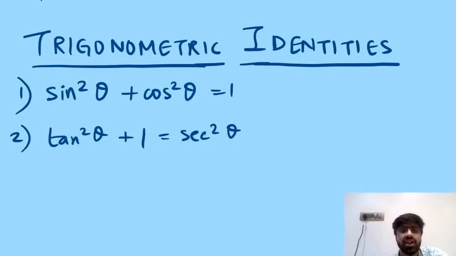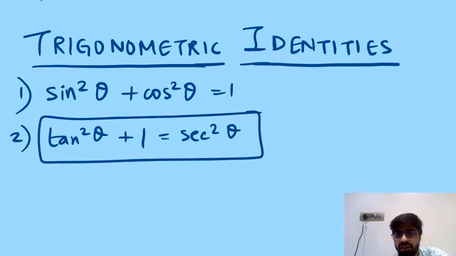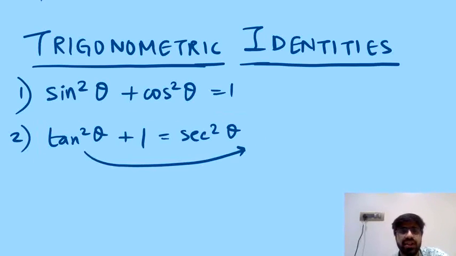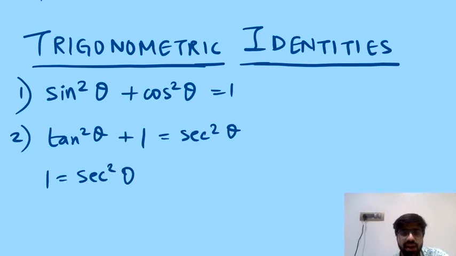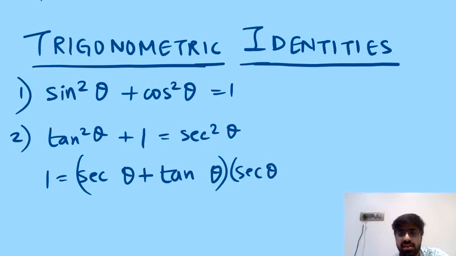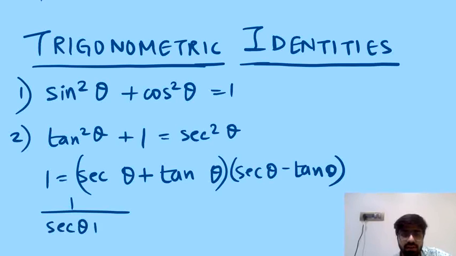There's one little modification of this result that you should be aware about. That is, if you take tan square theta on the right, you have 1 is equal to sec square theta minus tan square theta. Now the right hand side is of the form a square minus b square. So you can write it as a plus b into a minus b. So this will be sec theta plus tan theta into sec theta minus tan theta. Take any one of the two brackets on the left hand side, and let's say I am taking this bracket on the left. So we have 1 upon sec theta plus tan theta is equal to sec theta minus tan theta.